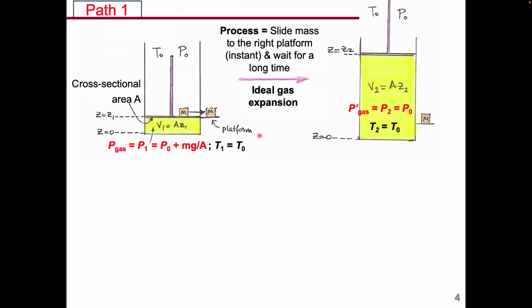When you decrease the external pressure, your system pressure is greater than external pressure, so your gas will start to expand. While your gas is expanding, the system pressure is dropping until it drops to P0, where you reach another equilibrium state. So P gas, P2, is equal to P0, and then you have it at equilibrium. Let's say the temperature is not changing at all, so still T0, in equilibrium with the surrounding temperature. So this is your state two.